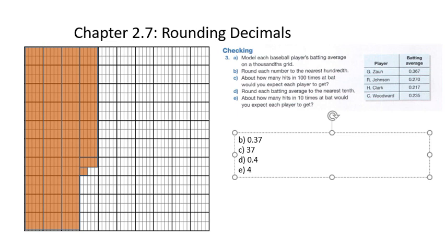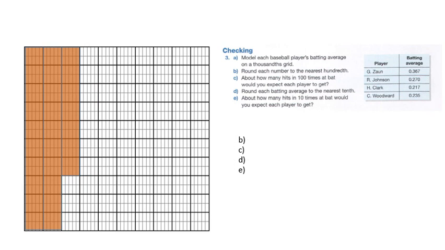Let's move on to Johnson. We're doing the same with Johnson. So here you see Johnson with 0.270. Our 0.270 has already been shaded in red. And B is asking, round each number to the nearest hundredth.